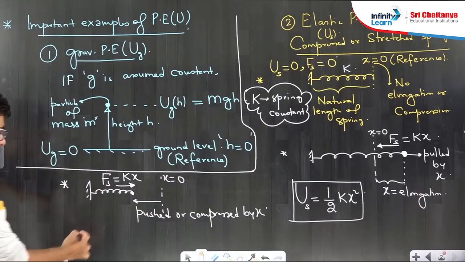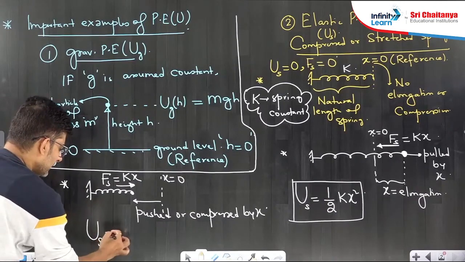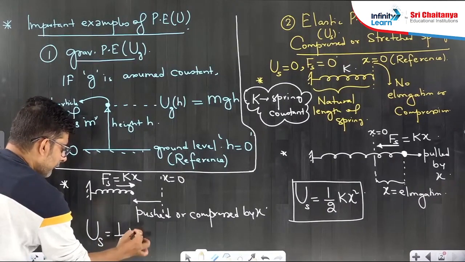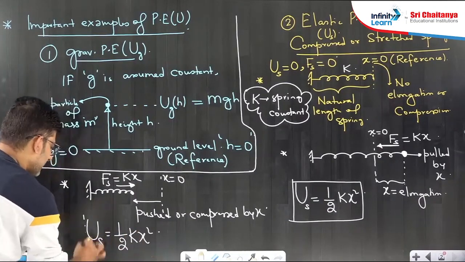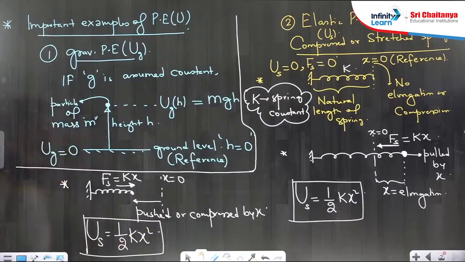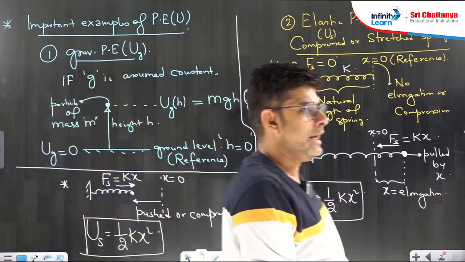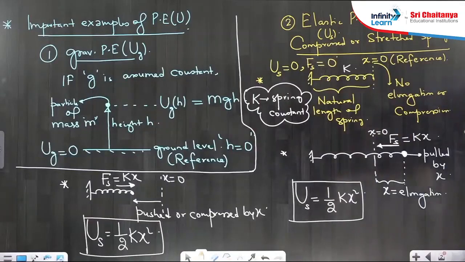And in this case also, the energy stored in the spring has the same formula, whether you elongate by x or compress by x, the energy stored is half kx square.